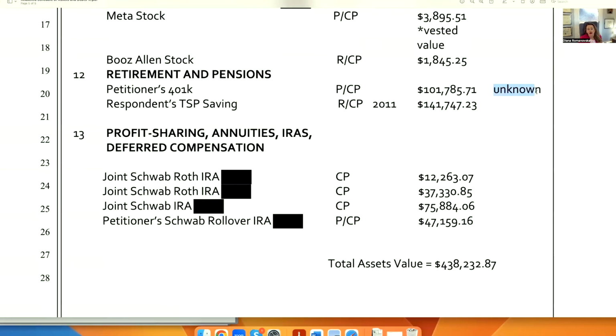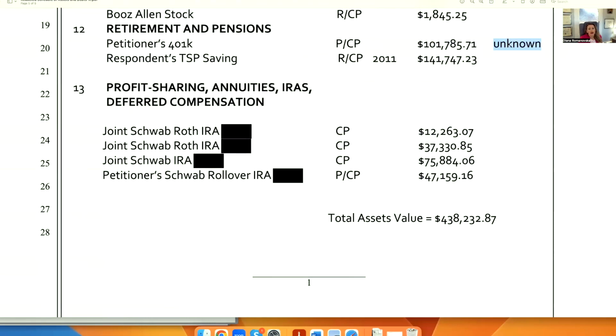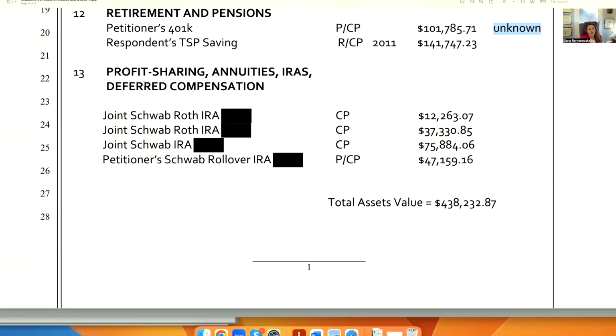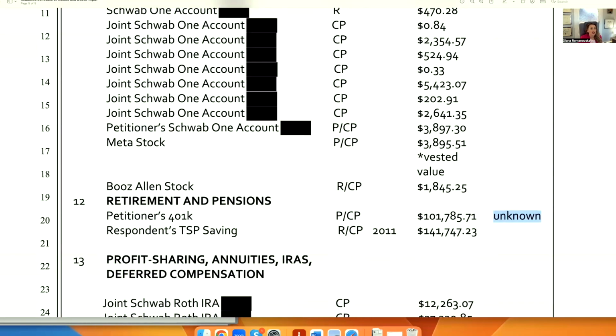And this unknown is again how much, maybe a loan was taken. The petitioner probably took a loan, and the respondent who fills this out doesn't know how much. So it's like, look, I know there is a loan, and the petitioner would have to prove how much. And then the same for profit sharing, annuities, IRAs. So that's for the form FL142, and make sure all of these accounts are attached.